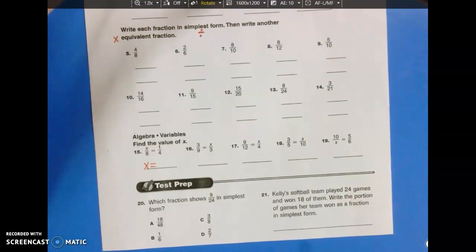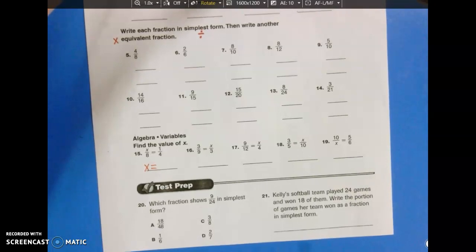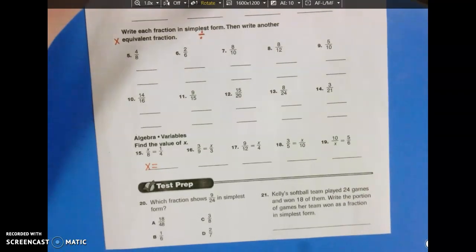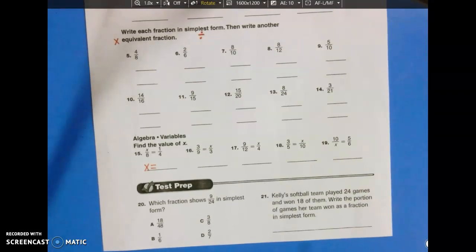So I would love for you to complete this carefully, and I hope that this day, and we're going to do a little bit of this equivalent fraction simplest form stuff in the next couple of days, so we are going to be quite the experts. But I think you've learned a lot today. I hope you've paid attention and listened carefully.